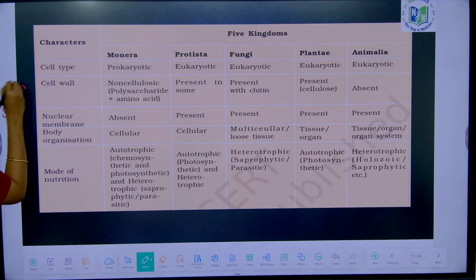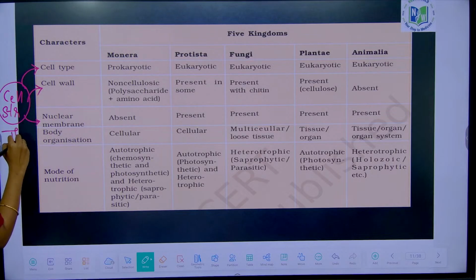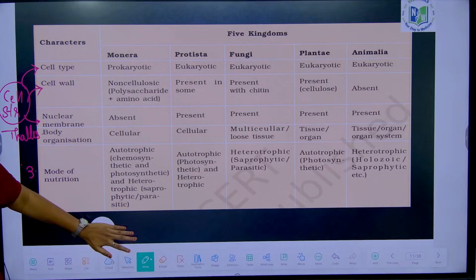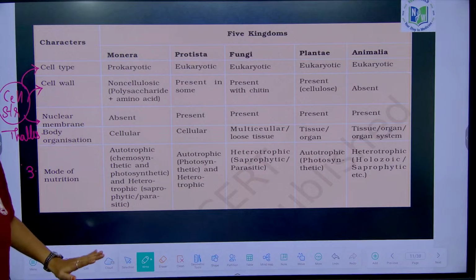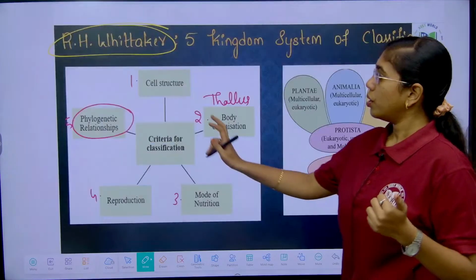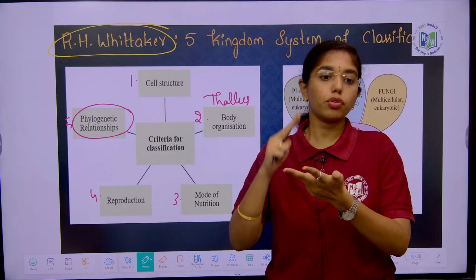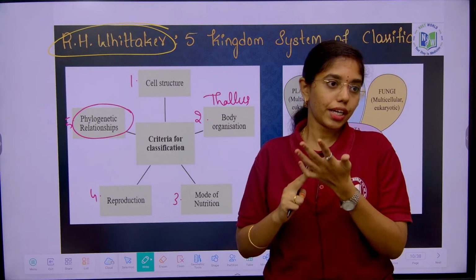Cell structure, cell type, type of the cell wall and nuclear membrane, all three come under what? Cell structure. Body or thallus organization, right? And the third criterion is what? Mode of nutrition. Reproduction and phylogenetic relationships are not given in this table. So whenever the question on the five criteria is asked in your objective, what do you have to choose? Cell structure, body or thallus organization, mode of nutrition, reproduction, phylogenetic relationships.